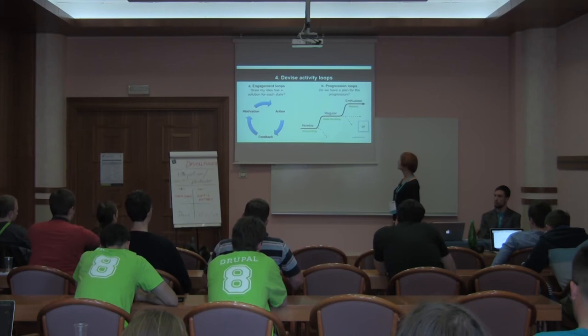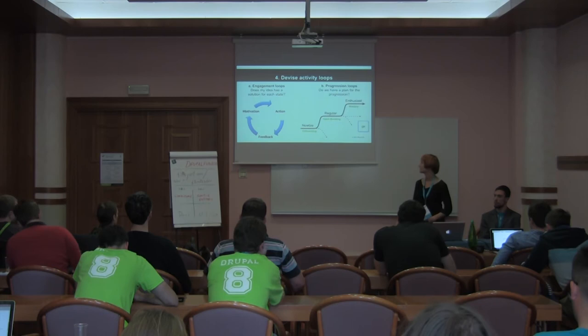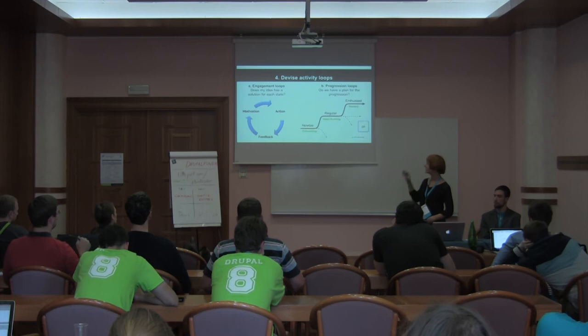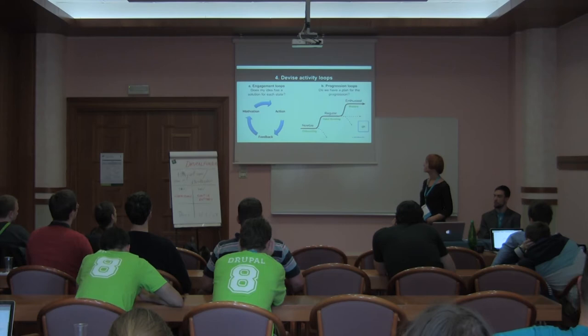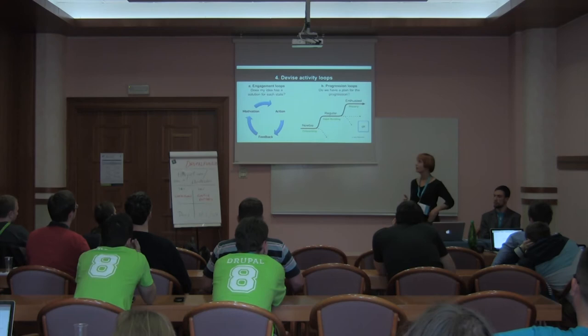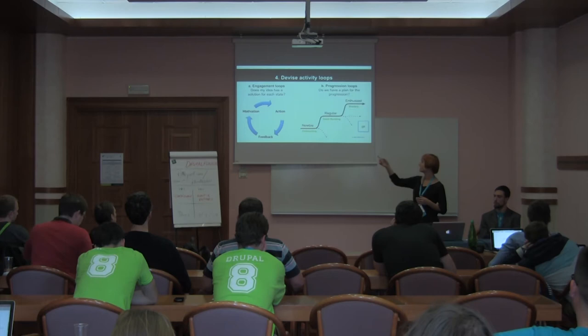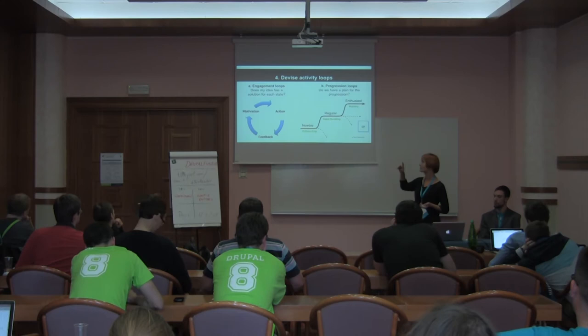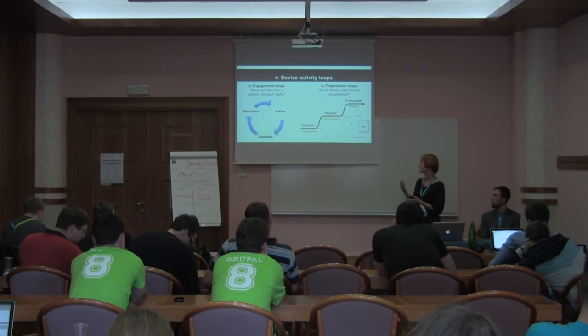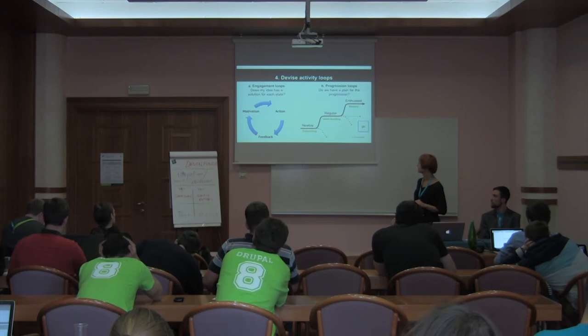So, fourth thing is devise activity loops. There are two activity loops which are really important. The first is the engagement loop. This is the micro level. For this, you have to answer the question, does my idea have a solution for each state? So, do you have a great motivation for your player to take the first action? For the first action, do you give really great feedback to give them a motivation to go on and on again? So the motivation gives the first action, and the feedback creates something great which motivates the player to go back again.